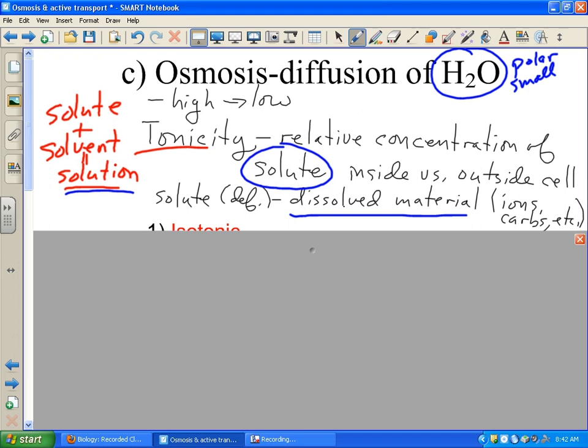So over here on the left, we have solutes, which tend to be solid. We have solvents, which tend to be liquid, and if we put those two things together, you end up with a solution. So if I had salt and water, we'd get salt water. Okay, so that's kind of how that works. The solute is really what we're paying attention to because that's going to determine the tonicity.